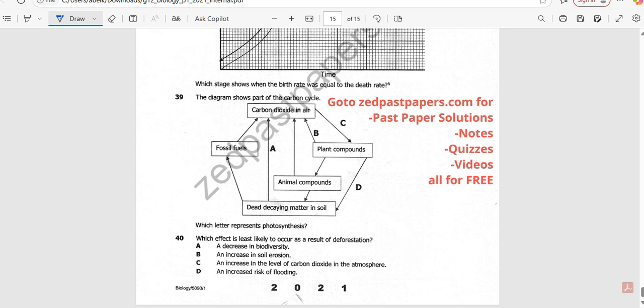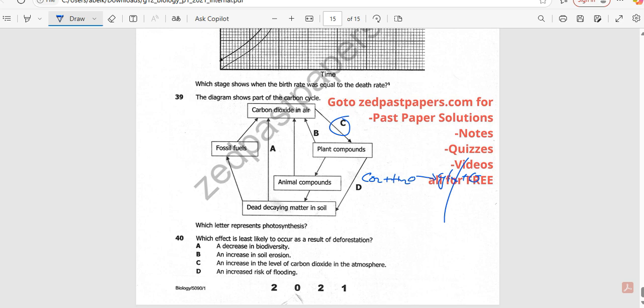So which letter represents photosynthesis? We know that photosynthesis is carbon dioxide plus water to form glucose plus oxygen. So our answer is C, which is taking carbon dioxide downward here.